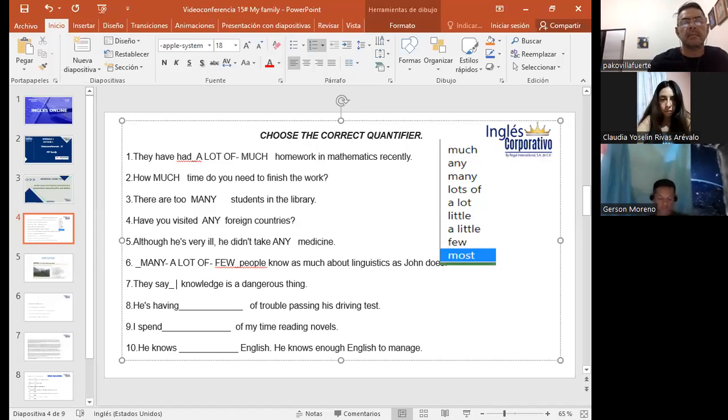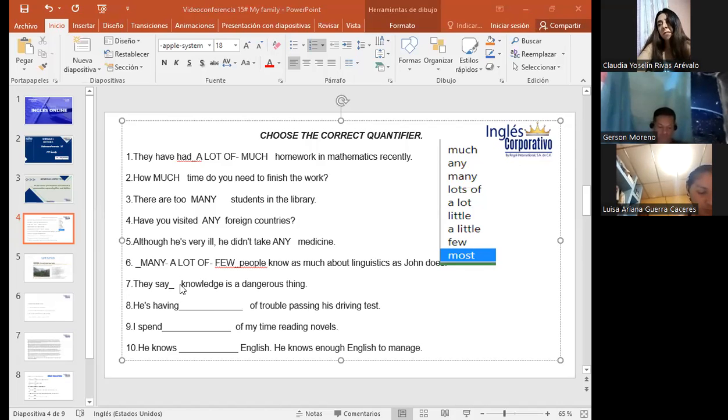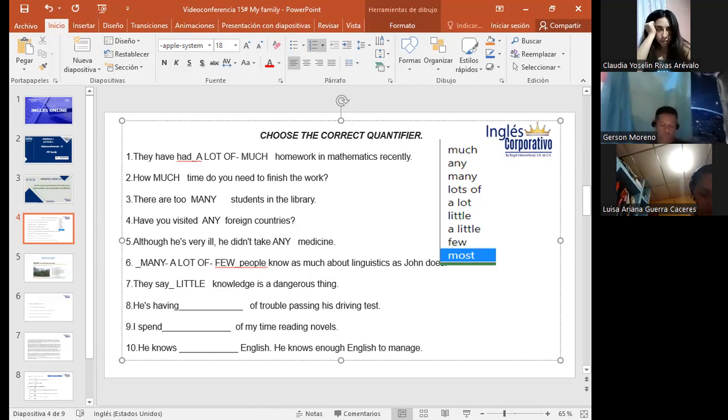Knowledge is a dangerous thing. I mean, who would say that? I don't know who would say that. Few. Not because knowledge is uncountable. Knowledge is conocimiento. They say a little knowledge is a dangerous thing. Because it's uncountable, se dice que no es contable. So they say a little, ellos dicen poco que el conocimiento es a dangerous thing. So that would be a good choice for number seven in this case.